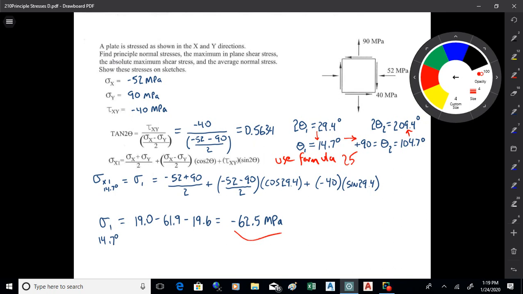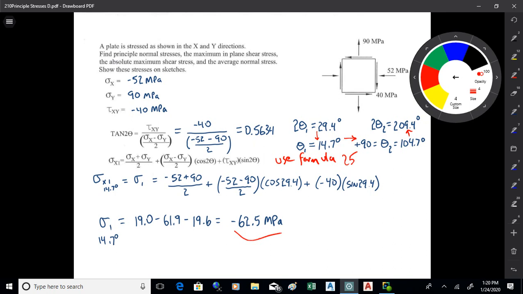Now, sometimes I will use it if it's going to help me, but generally speaking, I don't use that equation 28. The reason is when I use equation 28, which has that plus or minus the radical, I don't know what angle it acts at. It just gives me a number for maximum and minimum stress. It actually gives me two numbers because there's a plus or minus radical in it. I prefer to do it this way because then I know which stress acts at which angle. Okay?